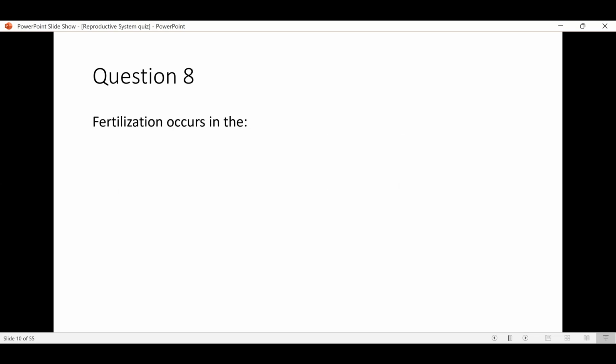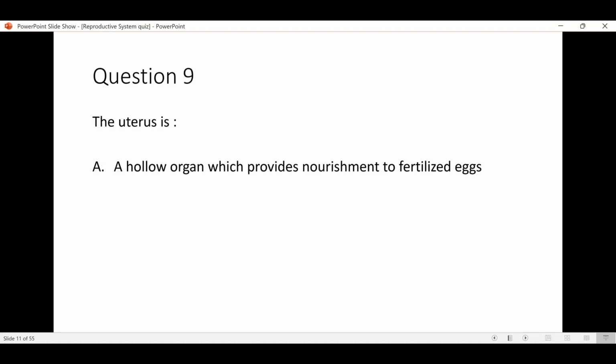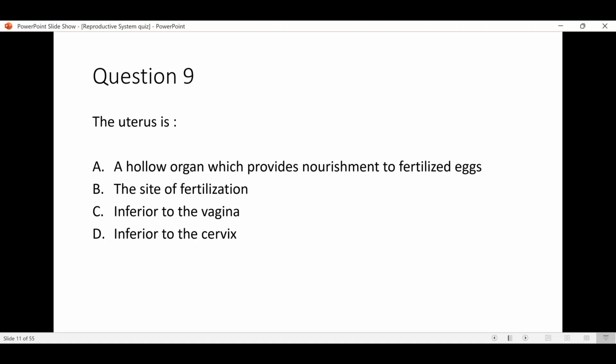Question 8. Fertilization occurs in the ovary, uterus, fallopian tubes, epididymis. Question 9. The uterus is a hollow organ which provides nourishment to fertilized eggs, the site of fertilization, inferior to the vagina, inferior to the cervix.